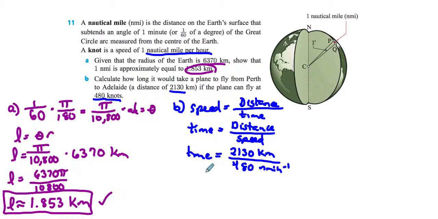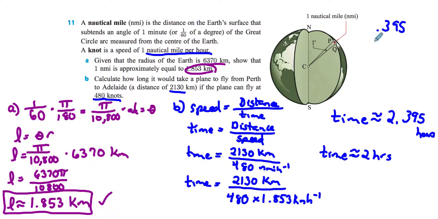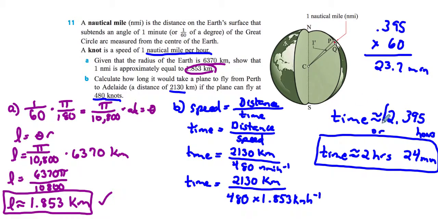Well, we just figured out that 1 nautical mile on the Earth is equal to 1.853 kilometers. So I'm going to replace this: 480 times, convert nautical miles to kilometers. So I have kilometers on top and kilometers on bottom, then my kilometers units will cancel each other out. My time is left in hours. Do my division, I get 2.395 hours. Now, you can also convert this to hours and minutes, which makes more sense when we're talking about flying a plane. So I just take the decimal equivalent and I multiply it by 60 and round to the nearest minute. So this is 2 hours and 24 minutes.